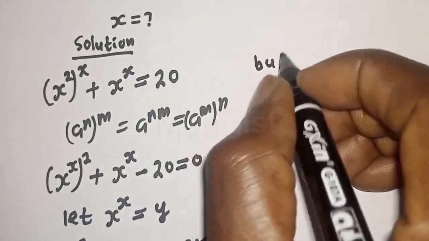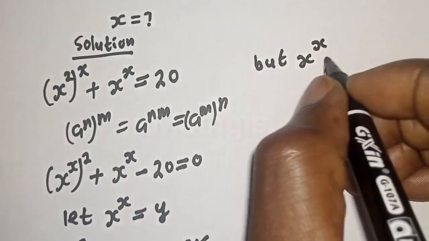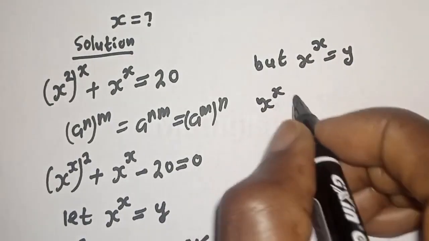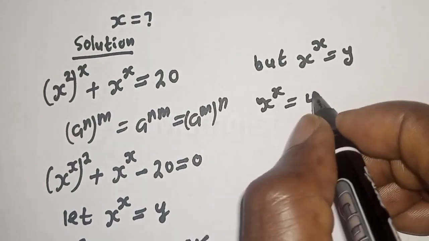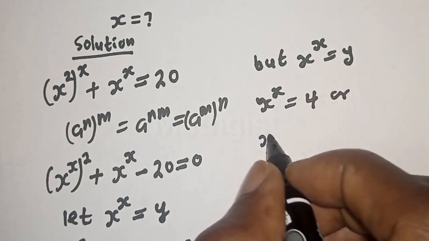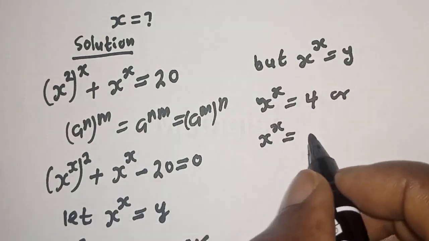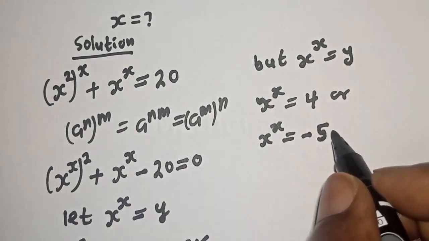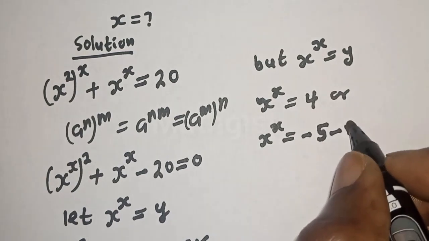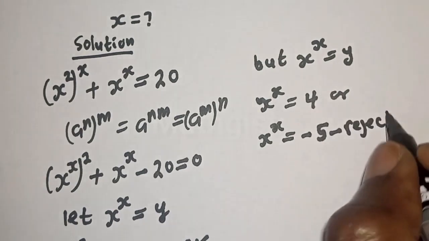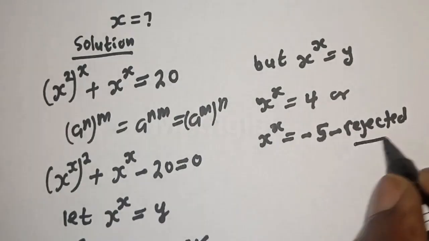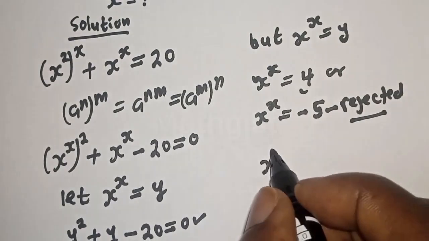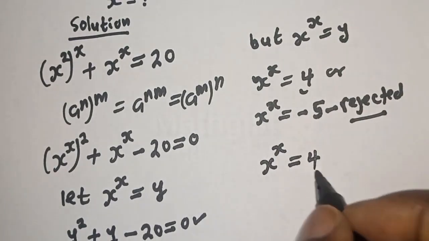But s raised to power s is equal to y. Now s raised to power s is equal to 4, or s raised to power s is equal to minus 5. But this exponential function cannot be equal to a negative, so this is rejected. The only solution we have is s raised to power s is equal to 4.